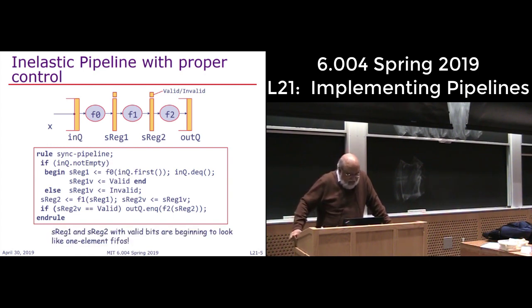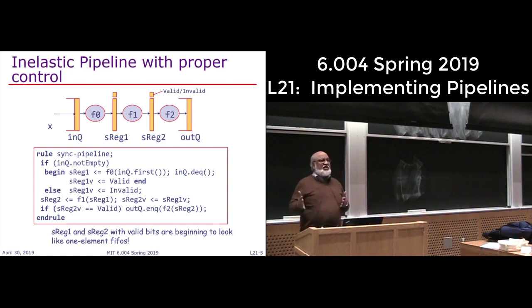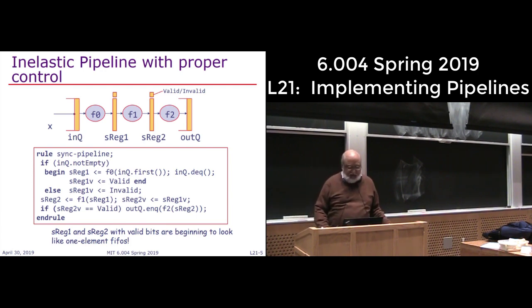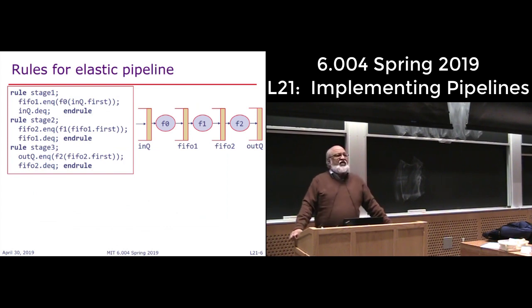Okay. sreg1 and sreg2 with valid bits are beginning to look like a one-element FIFO. Right? What did one-element FIFO have? It had a register and it had a valid bit. And then there was some protocol on top of it, when things should move and when things shouldn't move. So why don't we use FIFOs for this? And if we do that, our life gets dramatically simpler.